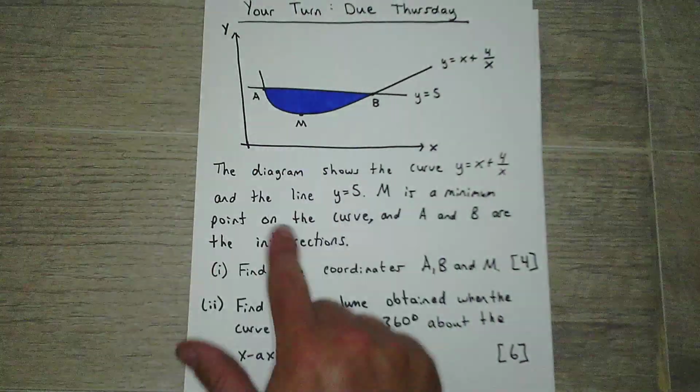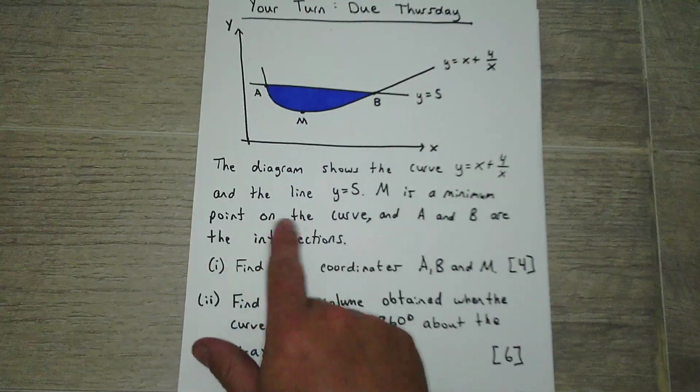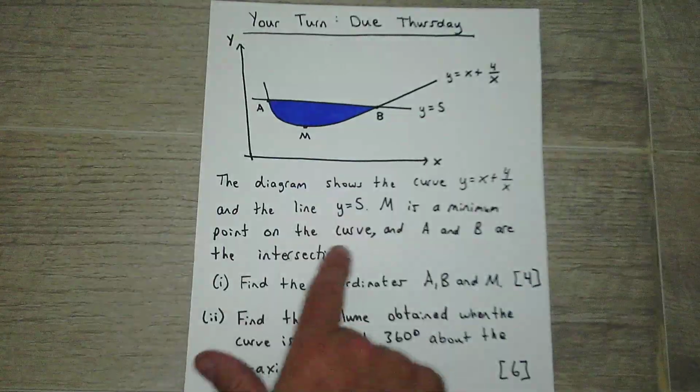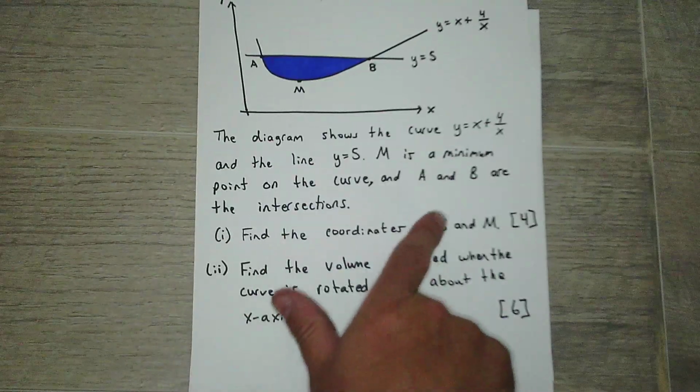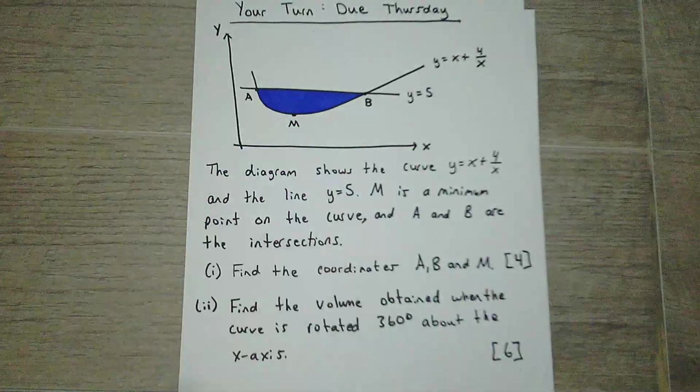Okay, they tell us a few things here. M is a minimum point, and A and B are the intersections. So part I is find the coordinates of A, B, and M. So find the x, y values of those.